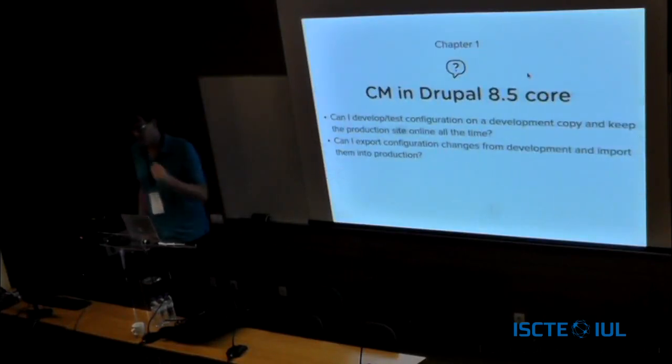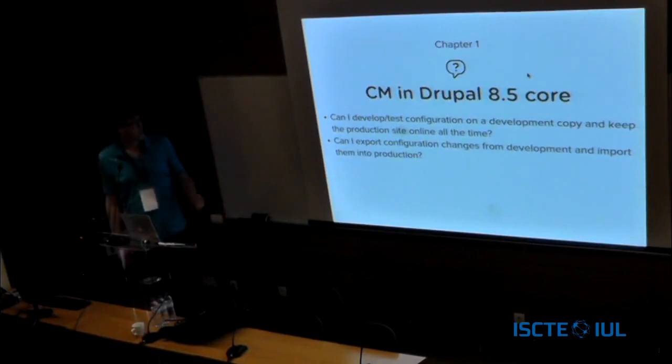So, Chapter 1, Configuration Management in Drupal core. The way Drupal core has evolved since Drupal 7 is in many ways, and the topic that interests me the most, and that has affected our development workflow the most, is configuration management. It's a really good thing for what it's designed for. And the question it tries to answer is, can I test and develop configuration on a development environment and then push it to production?